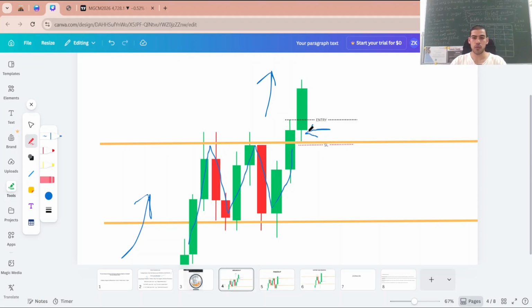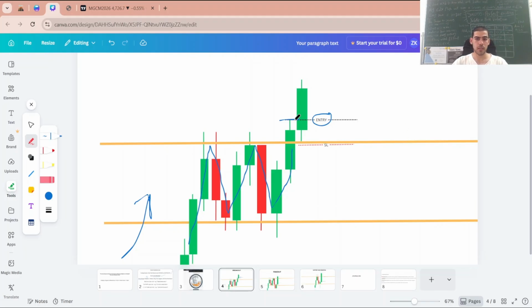After we wait for this wick to be created, we are going to place a buy stop right here on the break of this candle. Right here, as you can see, is the entry. You can place a buy stop or limit order, or you can just do market execution, but I personally prefer buy stop orders.